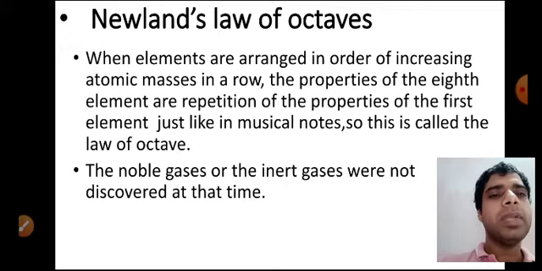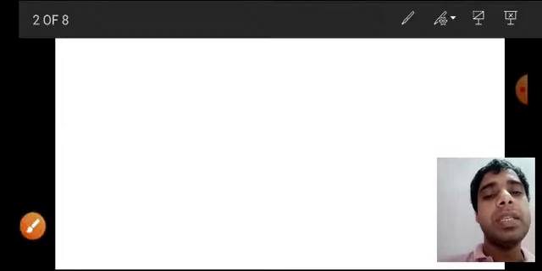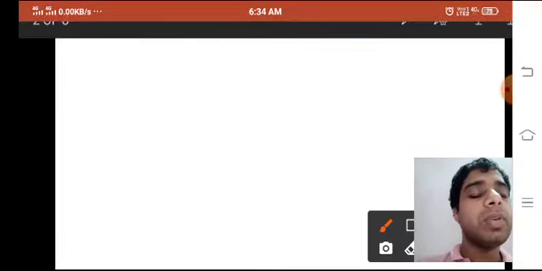The properties of the eighth element are a repetition of the properties of the first element, just like musical notes. So this is called the law of octaves. You will get the example and understand it. Noble gases or inert gases were not discovered at that time. So here I am giving you the idea.